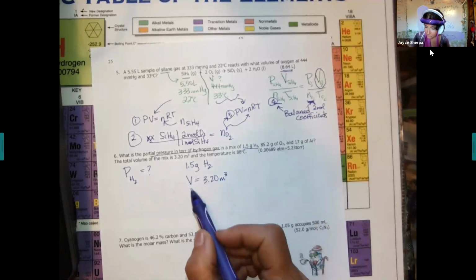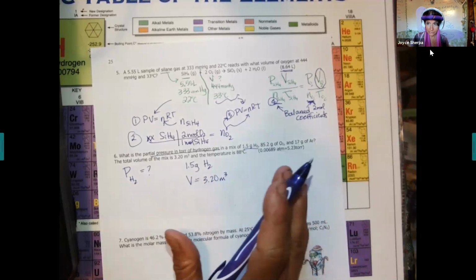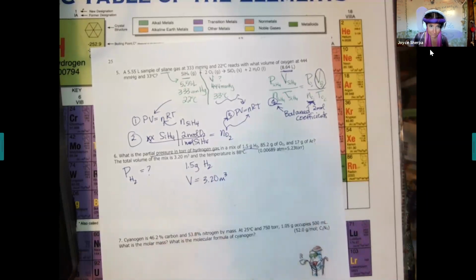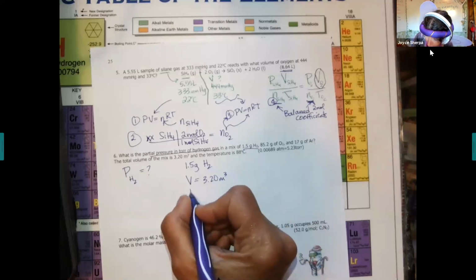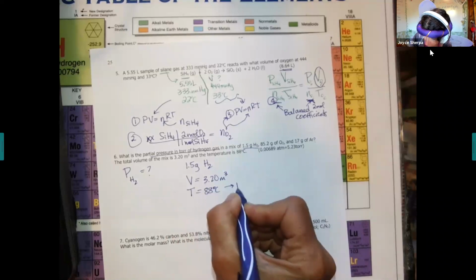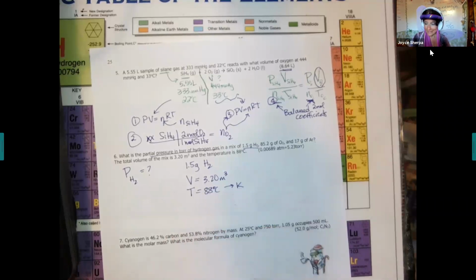So volumes, all the gases are mixed together. All the gases are taking up all the space. So whatever the volume is, it works for any part of the component. It's just they each have their own set of moles. And the temperature, they all have the same average kinetic energy because they're all mixed together. So 88 degrees Celsius, and we change that to Kelvin.